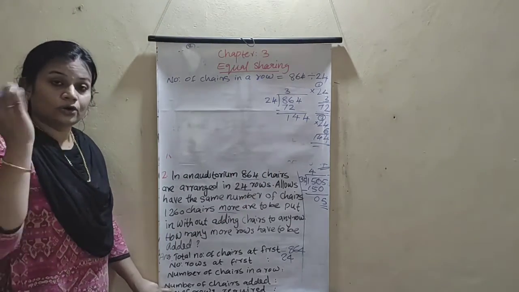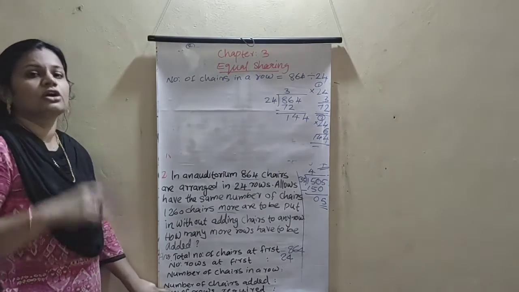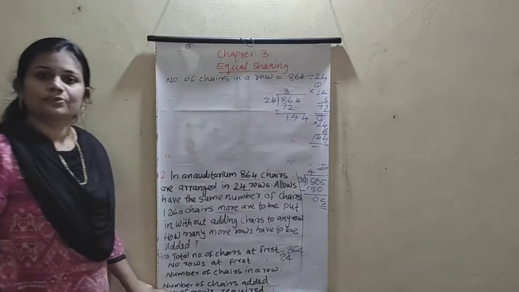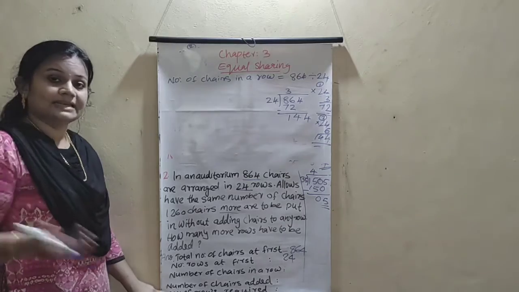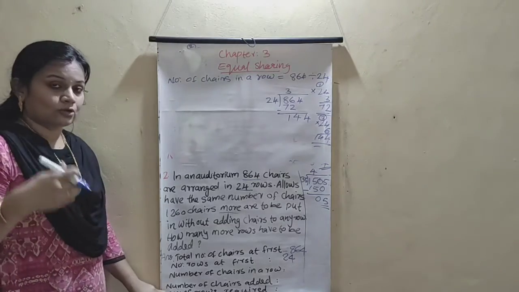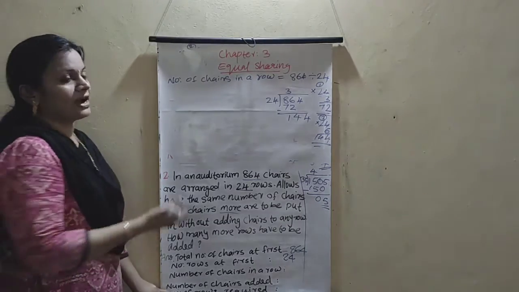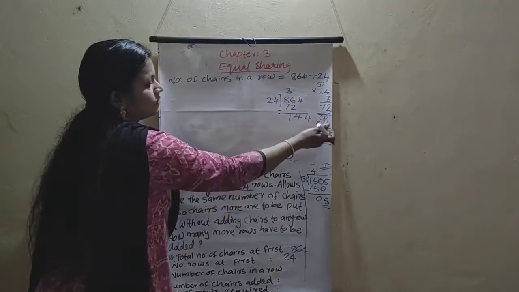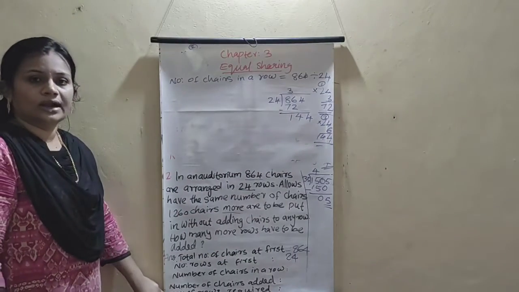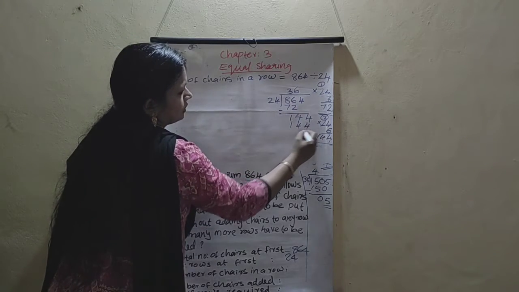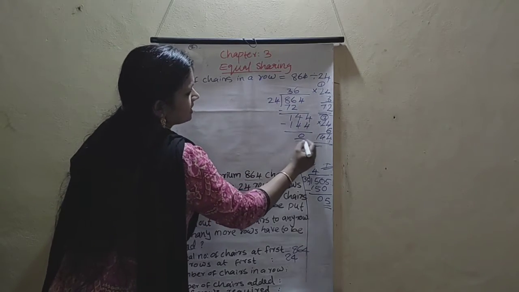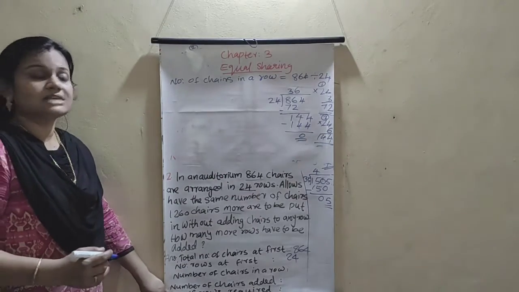So I know you don't know the 24 table, so you calculate like this. Otherwise you add 1 or 2 or 3 times and calculate in your head. Then you find out the answer. 24 into 6 is equal to 144. 144 minus 144 is 0.